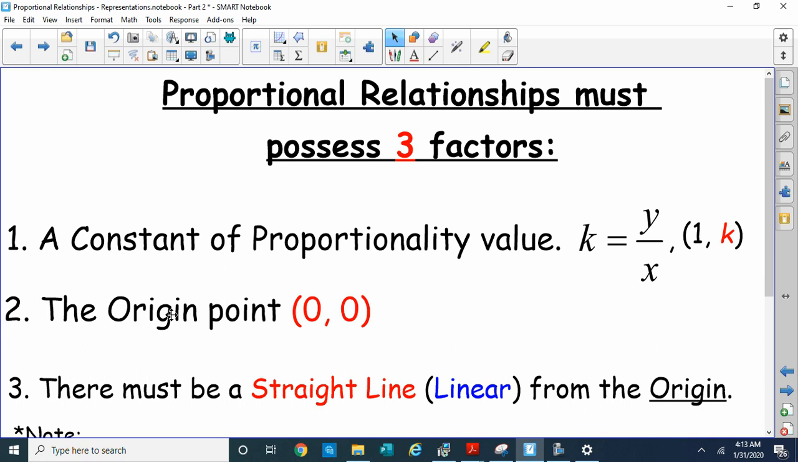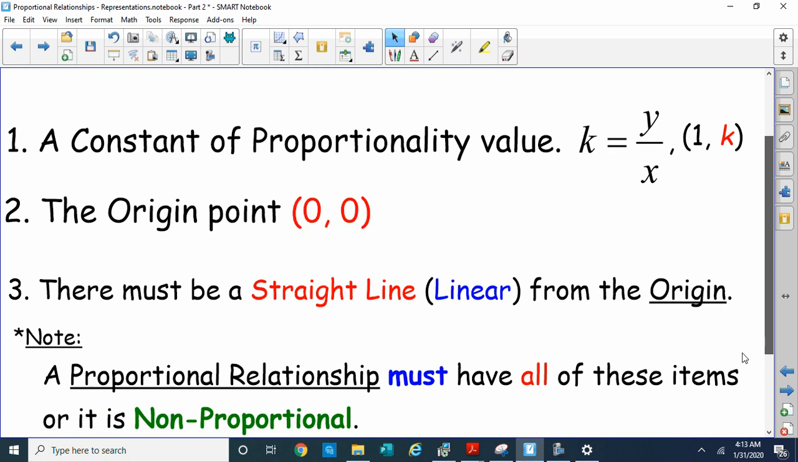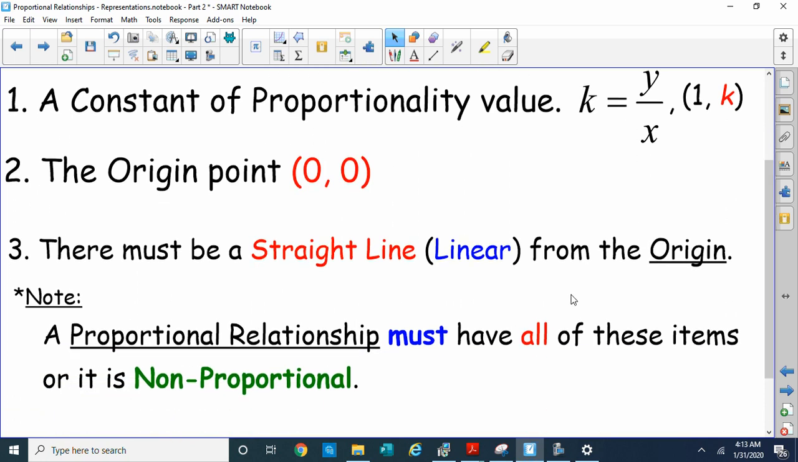The second thing you need to have is the origin point, which is 0, 0. The third thing you must have is a straight line. Linear is another way of saying that. And it must go from the origin. So we're talking about a straight line going from the origin. So note, a proportional relationship must have all of these items, or if not, it's non-proportional. So it would not be a proportion.